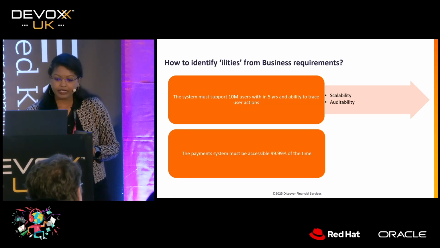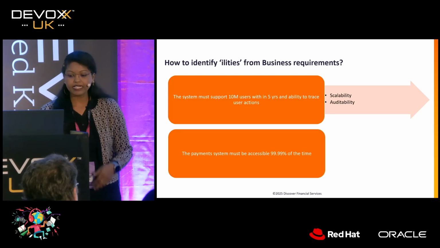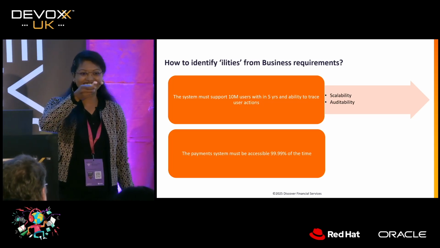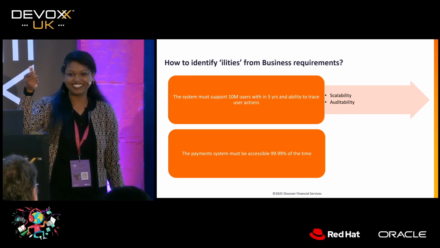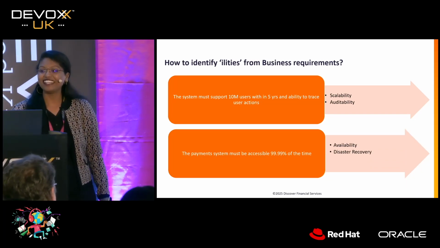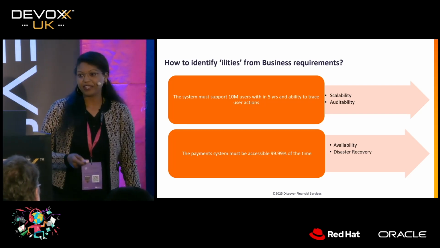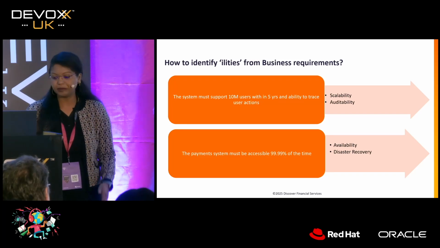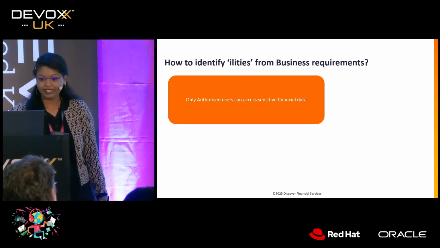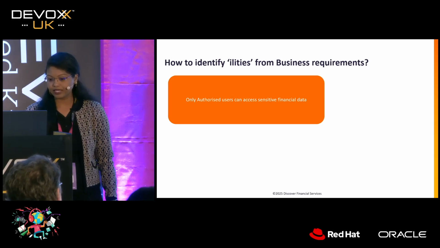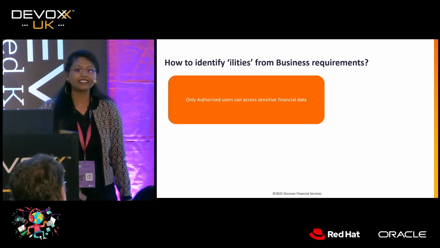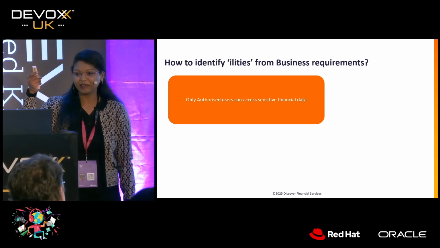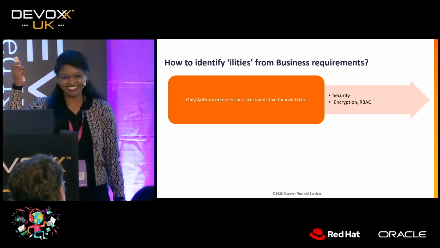Next example. The payment system must be accessible 99.99% of the time. Availability. Any more guesses? Another aspect of it is disaster recovery, because we are making sure we are redundantly deploying the systems and they are highly available. Next one: only authorized users can access sensitive financial data. Straightforward answer. Any guesses? It's security.